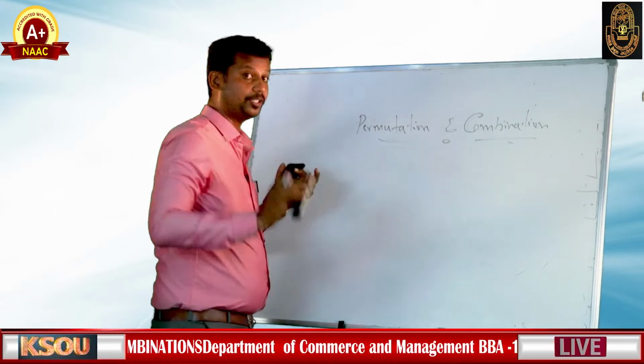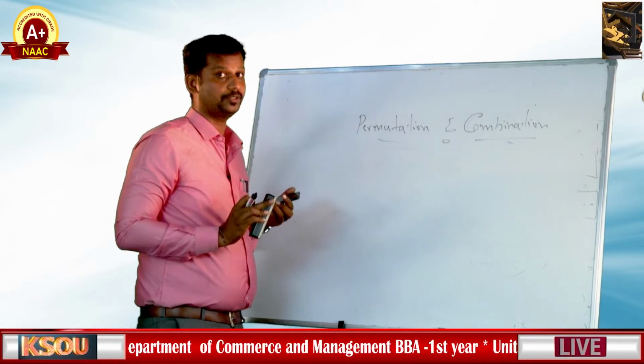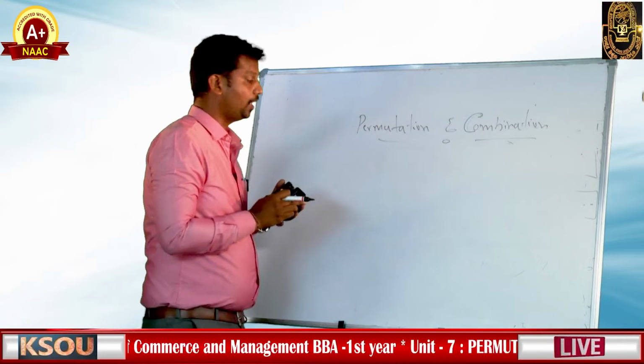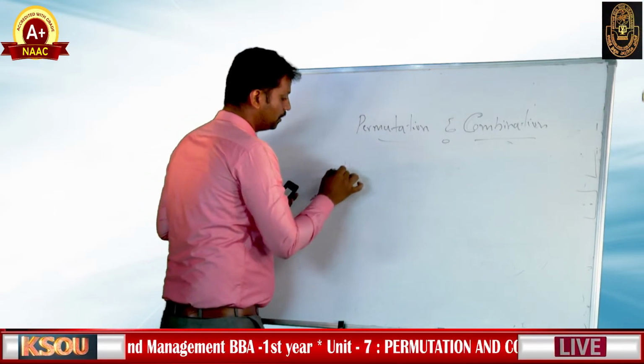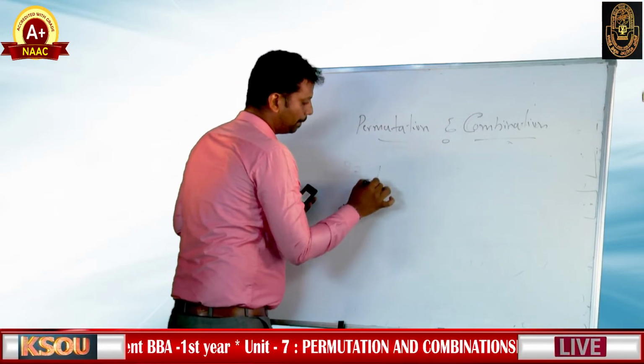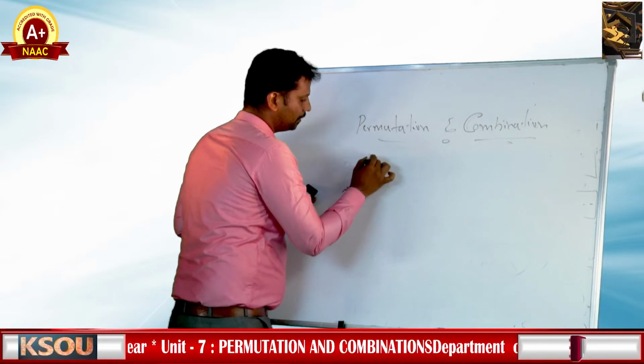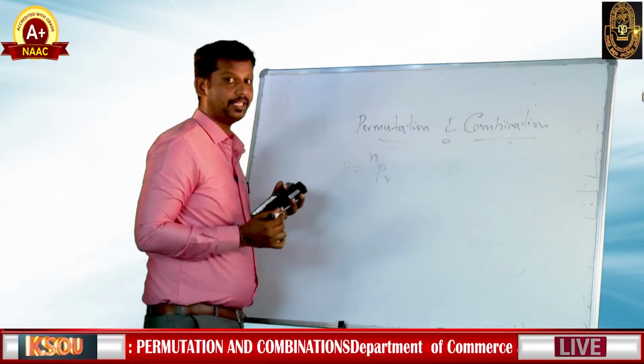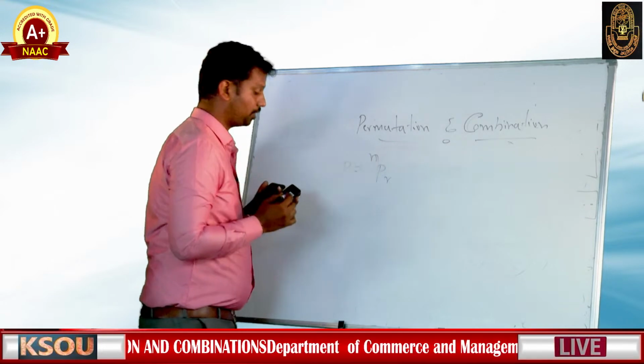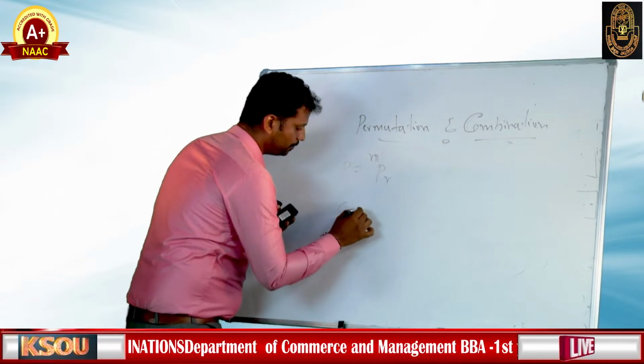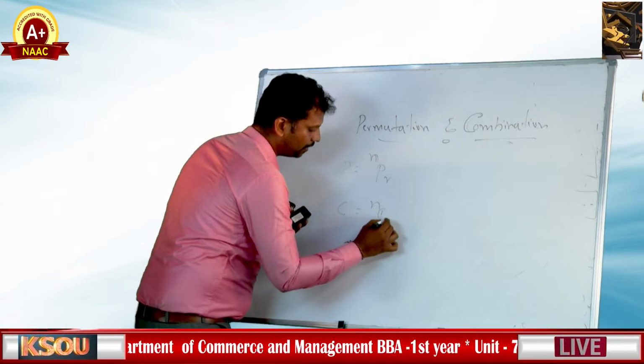Minimum we can expect 1 question, sometimes we can expect 2 questions. Permutation and combination, so what is the formula? For permutation, the formula is nPr. For the combination, nCr.